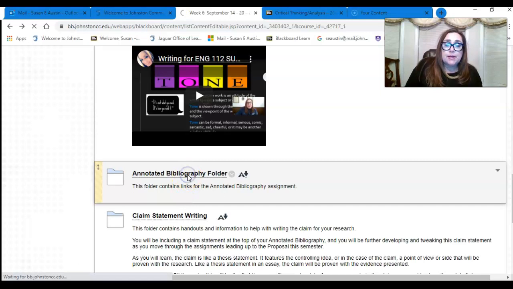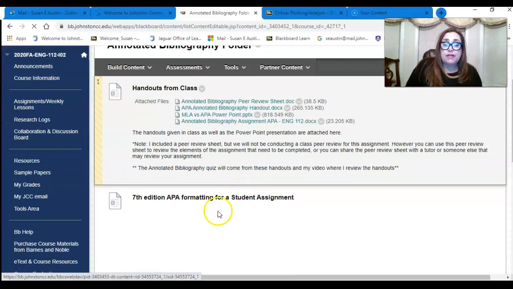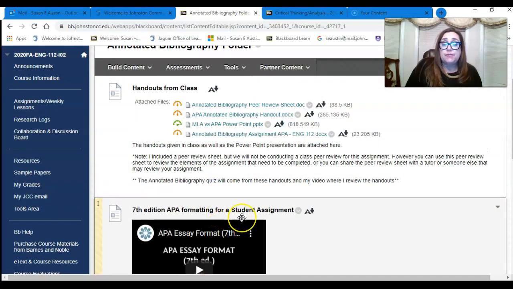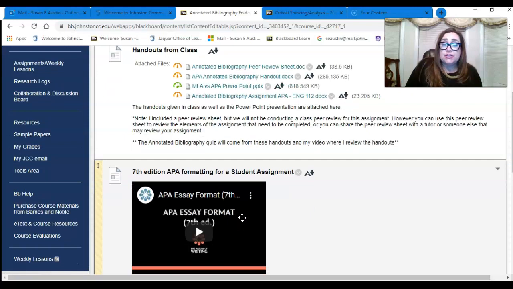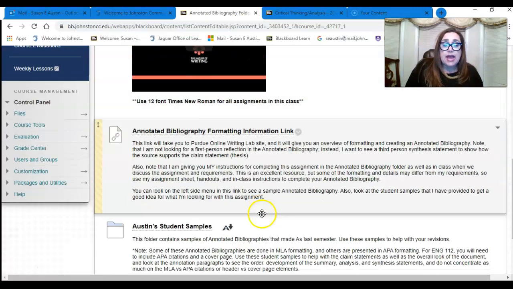These two folders are the things you'll be working with as you write your annotated bibliography. So let's start with this, and I'm going to go into this folder, and you'll see a lot of things. I've linked you to the 7th edition APA formatting video. This is just a formatting video to show you how to do your cover page and some of the nuts and bolts pieces to format your actual document. And then I've got a link to the Purdue Online Writing Lab, and they have some of the 7th edition information as well as the annotated bibliography overview. So I'm giving you the overview, but just in case you want an extra element to go with that, you can get that with the Purdue Online Writing Lab.